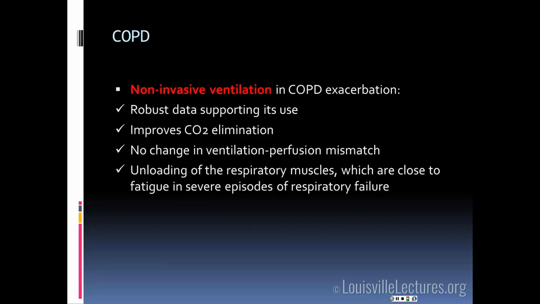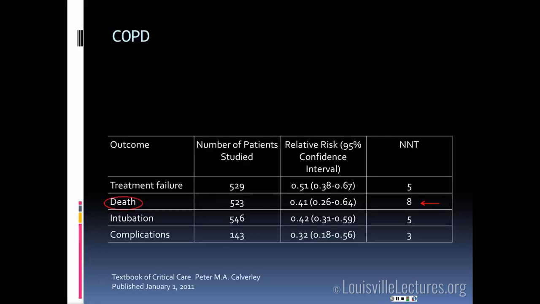So, talking about non-invasive ventilation in COPD, we have robust data supporting its use. It improves carbon dioxide elimination. It unloads the respiratory muscles that are on the edge, that are impending respiratory failure. So you need to treat 8 patients to prevent 1 death in patients with COPD exacerbation who come with acute hypercapnic respiratory failure. That is very substantial. This is very remarkable. 8 patients to save 1.